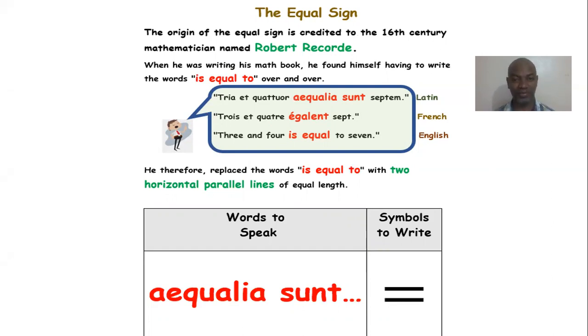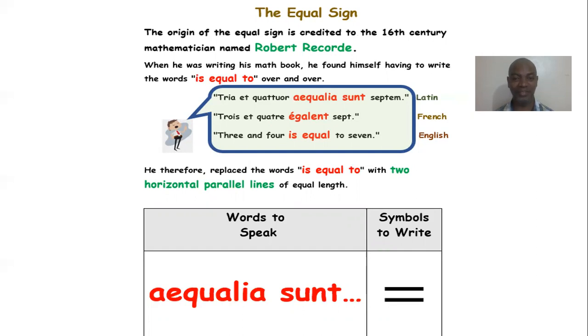In written communication you must write symbols, letters, but in math it's symbols, because letters are sometimes too much. For example, he found himself having to write the words "is equal to" over and over. In Latin, you say "tria et quattro, equalia son septem." So "is equal to" is "equalia son." In French, "trois et quatre égale sept." So "equal" in French is "égal."